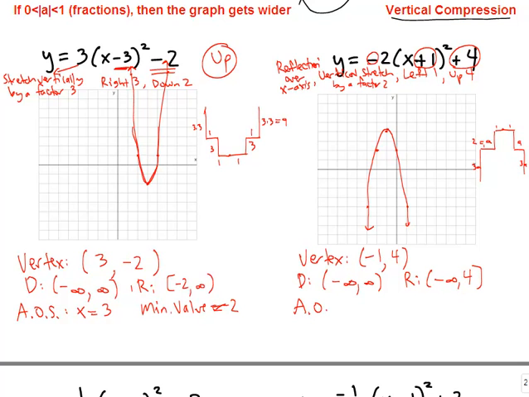The axis of symmetry is going to be the vertical line x equals, and the x value of that vertex is -1. And this time, instead of having a minimum value, because this parabola points down, we now have a maximum value, and the maximum height we went through was the y value of our vertex, so our maximum value is 4.